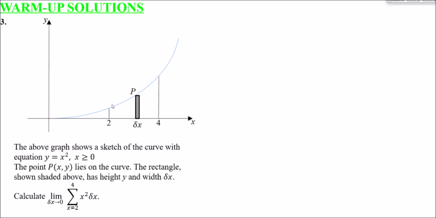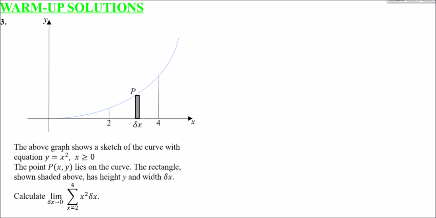P, xy, this point here, is on the curve. The rectangle shown shaded above, this dark one here, has height y and width delta x. Calculate the limit as delta x approaches 0 of the sum from x being equal to 2 up to 4 of x squared multiplied by delta x. This is one of the key ideas of calculus.